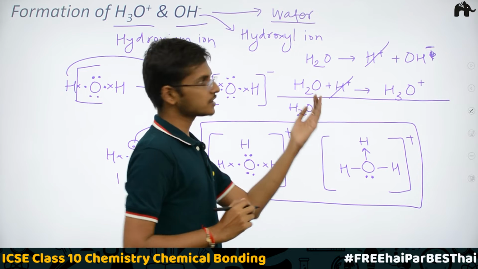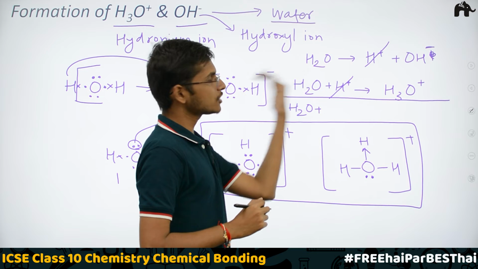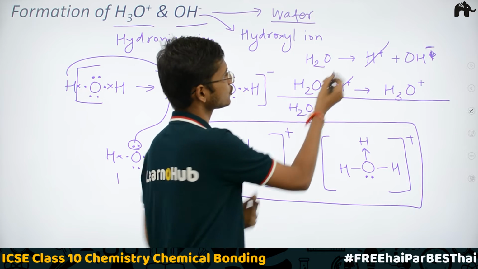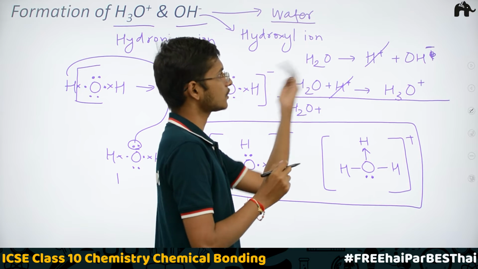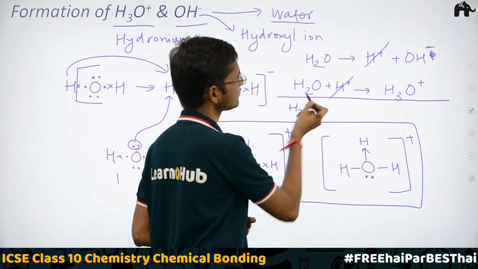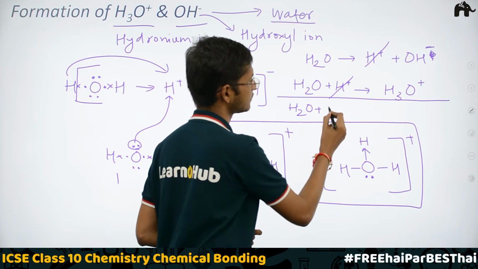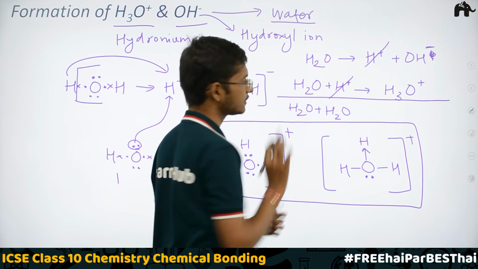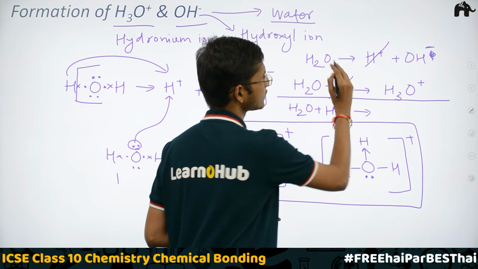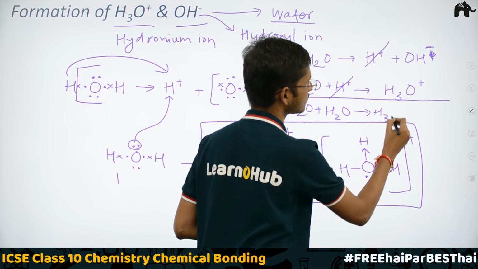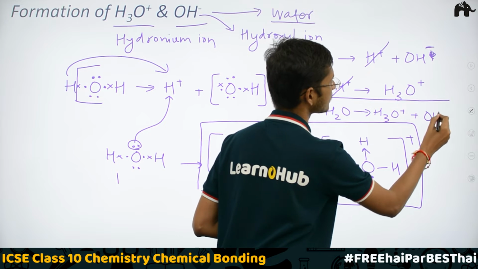What we do is pick up all the species on this side of the arrow. Which are the species? Water, and this other water molecule, that's it. This H plus is cancelled. These are the two water molecules on this side of the arrow, and on that side of the arrow the products are H3O plus and OH minus.